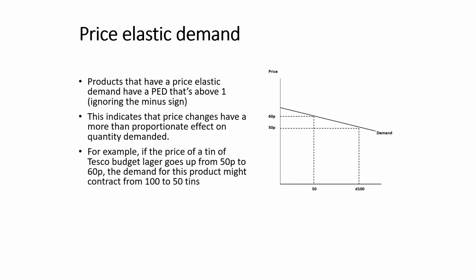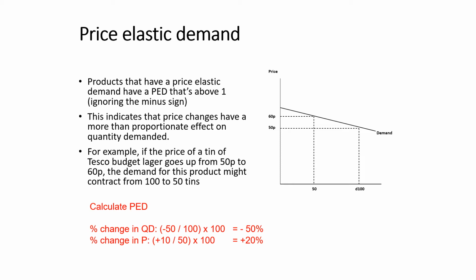So if we actually calculated the PED for the budget lager on the basis of these figures, you might want to just pause the video now and have a go at that. Okay, just to see if you've got it right. The percentage change in quantity demanded: demand falls by 50, from 100 to 50. The original is 100, so we get a 50% fall in quantity demanded. And that's being created by the change in price. So price has gone from 50p to 60p. That's an increase of 10p on an original of 50p. So that's a 20% increase.